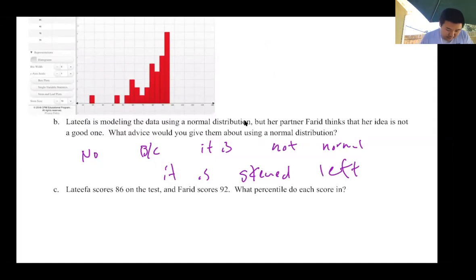So Latifa was the 20th score out of 35, and Farid was the 29th out of 35. So she's in the 57th percentile and he's in the 83rd percentile. How did I get 20th? I just counted the scores. Kind of annoying.